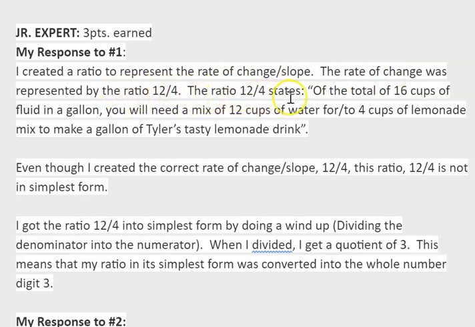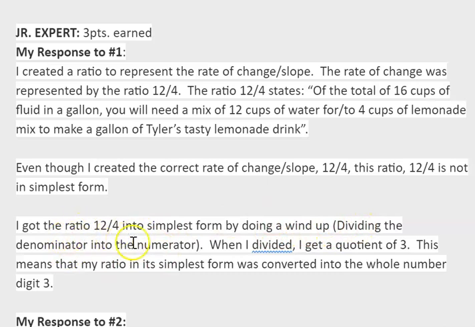The ratio 12/4 states, of the total of 16 cups of fluid in a gallon, you will need a mix of 12 cups of water for every 4 cups of lemonade mix to make a gallon of Tyler's Tasty Lemonade. Okay, looks expert so far. Even though I created the correct rate of change or slope, 12/4, this ratio 12/4 is not in the simplest form.